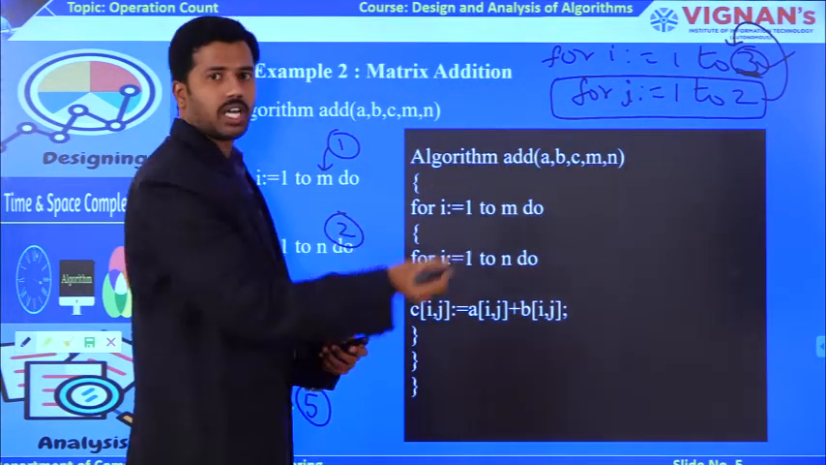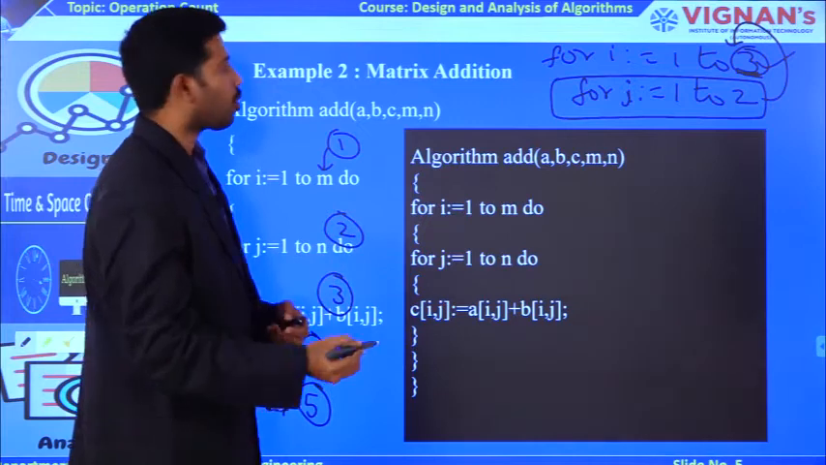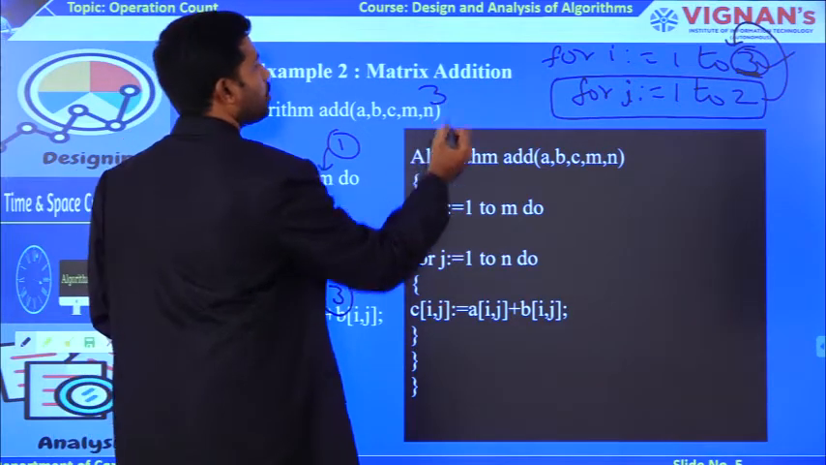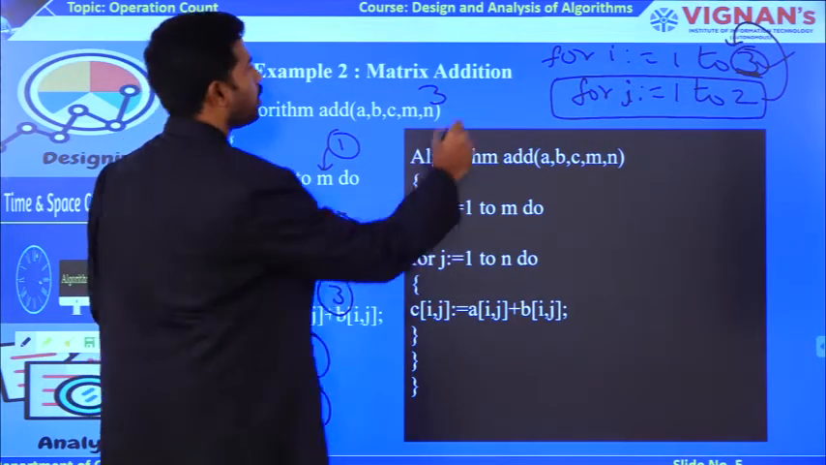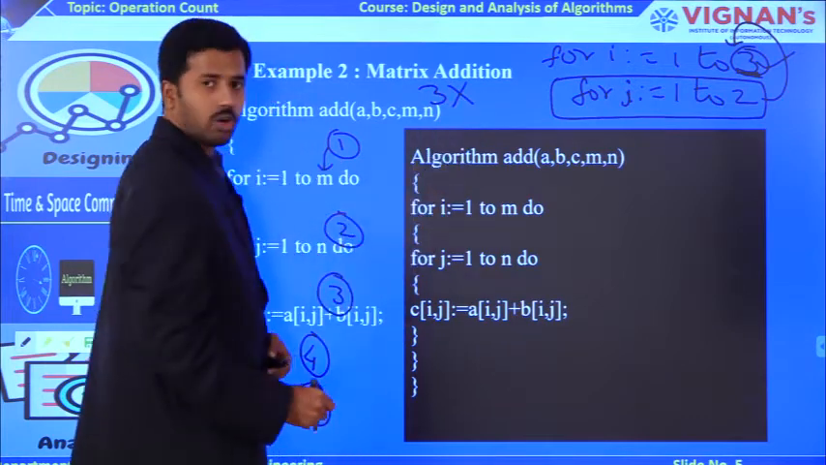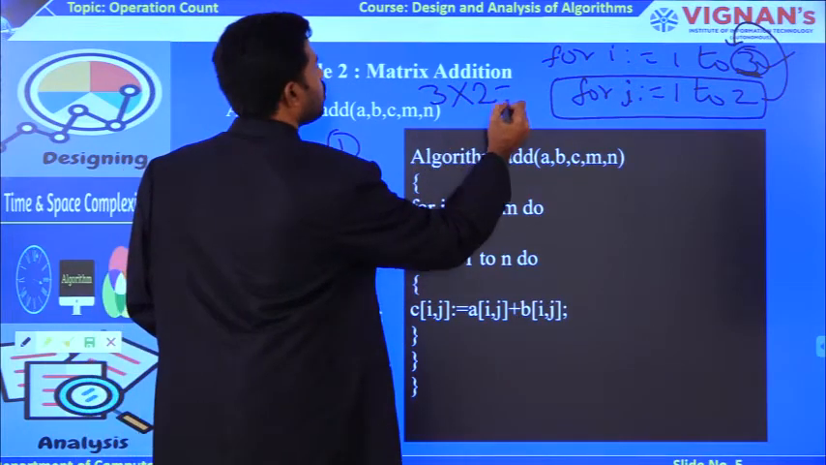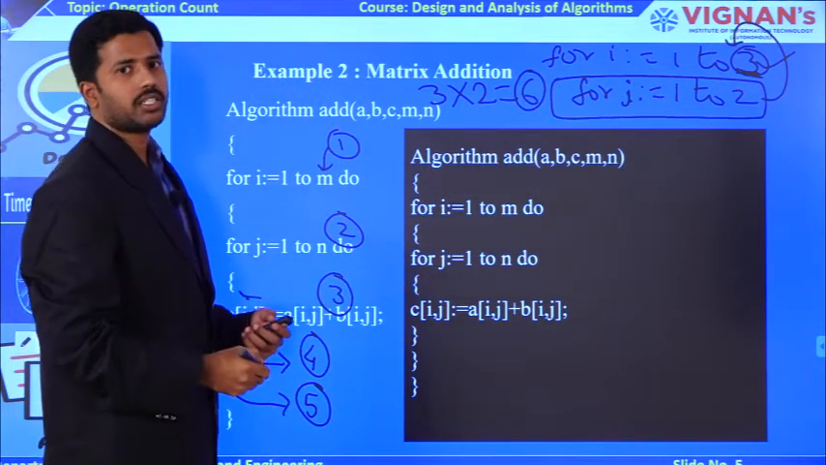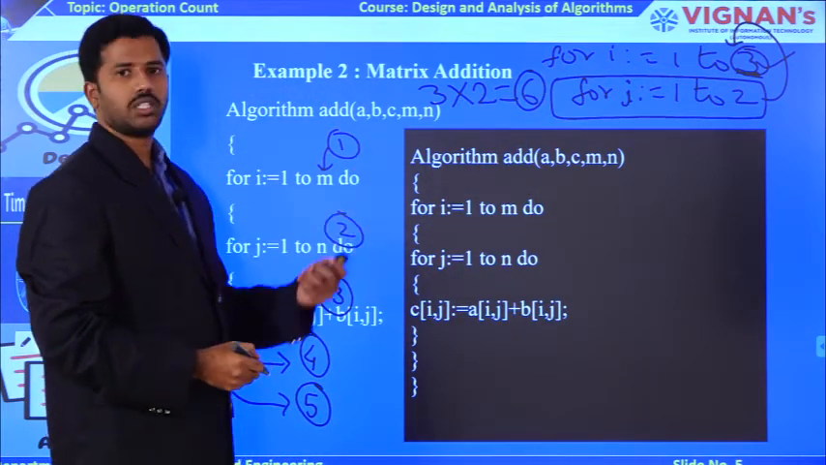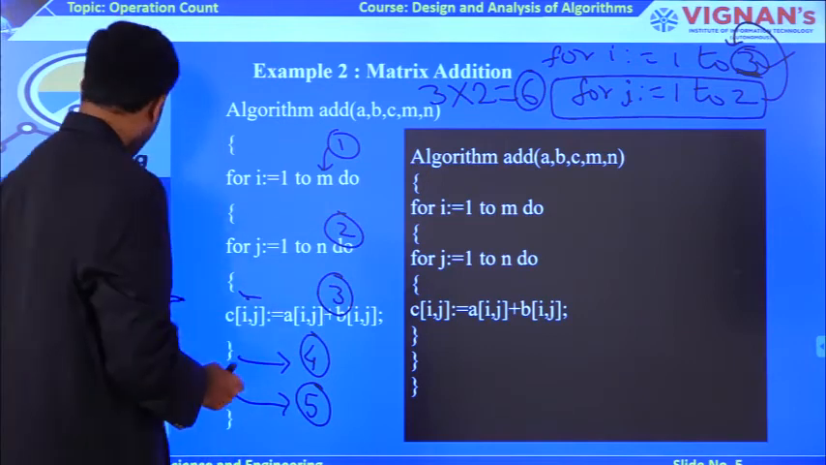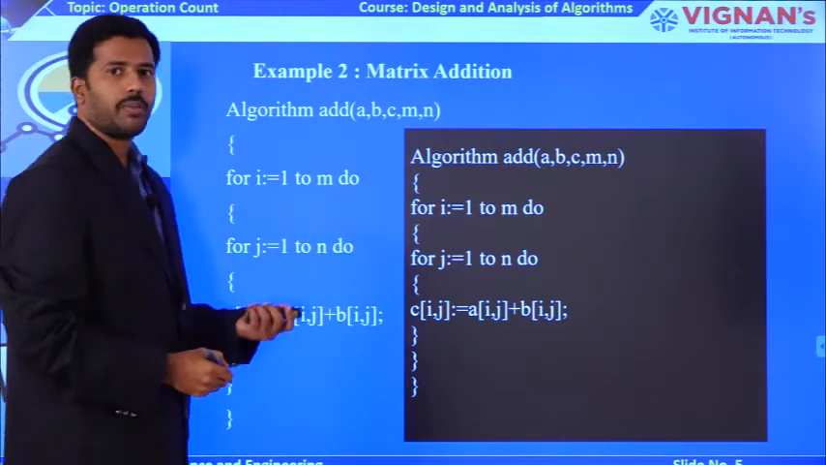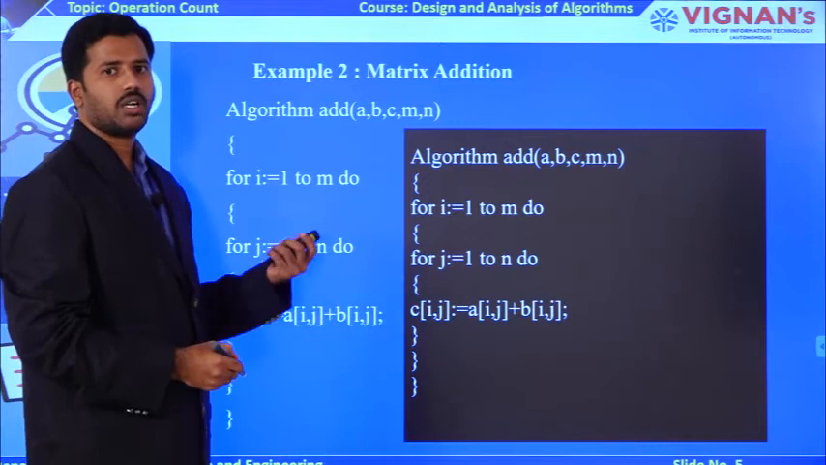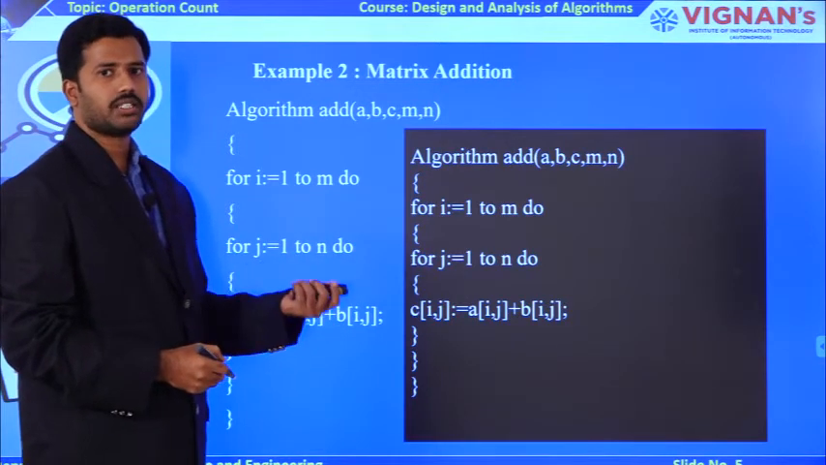And the statements which are available inside these 2 for loops are going to execute how many number of times? Outer for loop will execute 3 number of times, inner for loop will execute 2 number of times. So the total number of times the statements which are available inside this example are executed is 6. Okay. So this is the way you are going to trace the 2 for loops. One for loop is available inside another for loop.